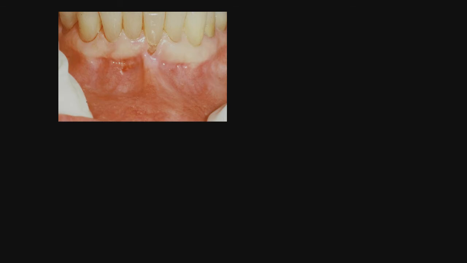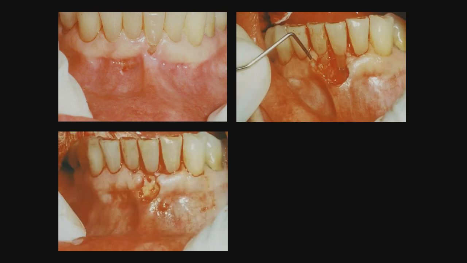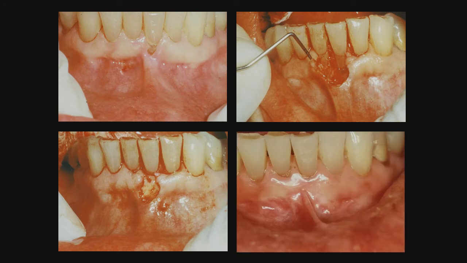And here we see the situation with the aberrant frenum with a significant recession, and a pouch has been created. We can see the connective tissue placed in the pouch, and here we see about a 25-year post-op on this case, showing that we do have root coverage, we do have attached gingiva, but the frenum was not removed.